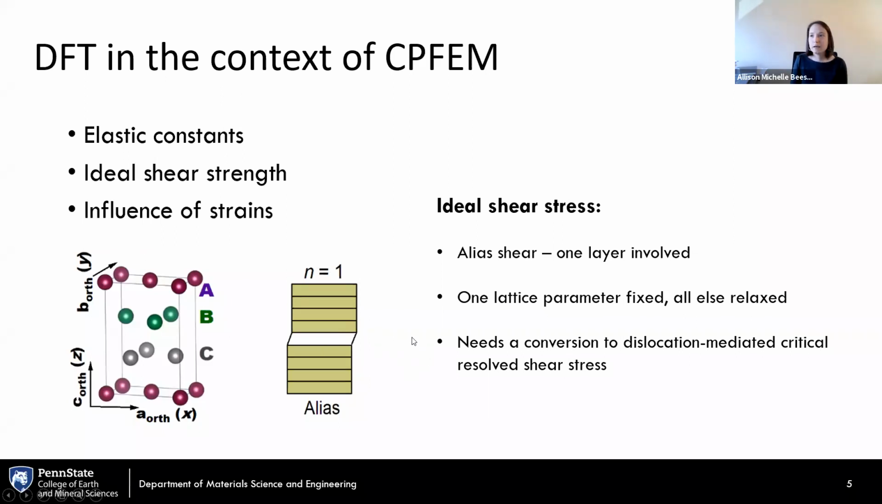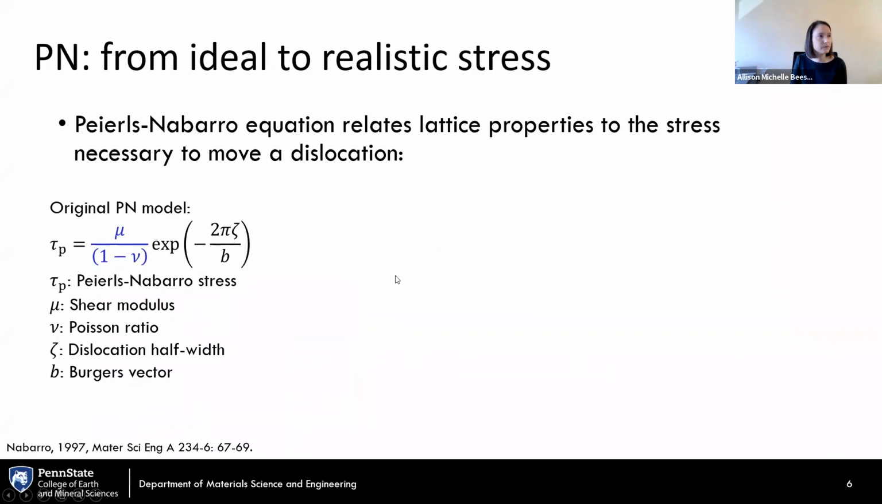Okay, so that's going to be the ideal shear stress of that particular alloy composition or system. I should have mentioned, I guess, we're looking at pure nickel here. So that's a system that we're looking at, but again, we're hoping it's extensible to other things.